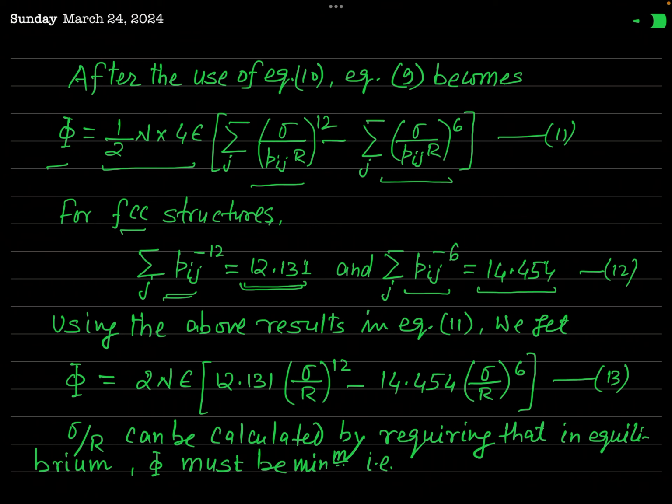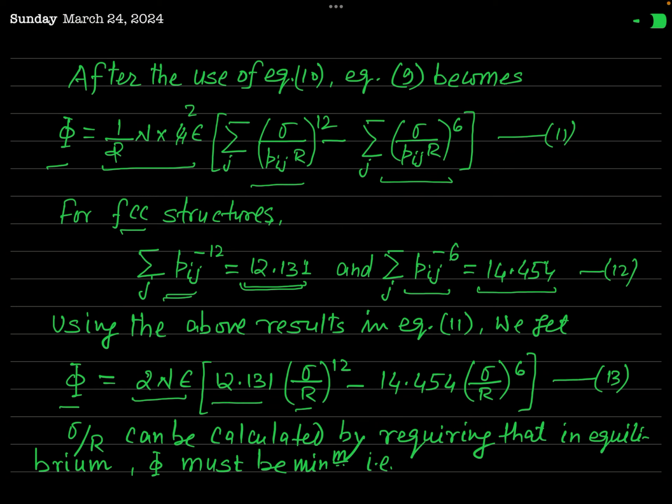So after substituting this value, what will be your result? You can see phi will be equal to, here this cancels, this is 2. So phi will be equal to 2nε times the summation over j of 1 by Pij to the power 12, which we write as 12.131, and the remaining factor is (σ/R) whole to the power 12.